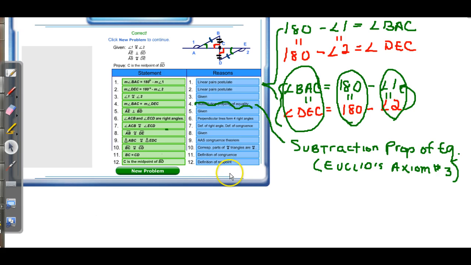We proved it logically in our heads, and then we went ahead and proved it systematically with our statements and our reasons. Sorry about that.